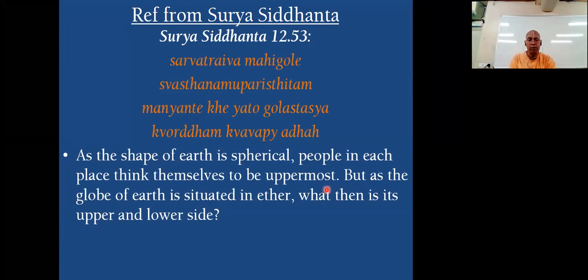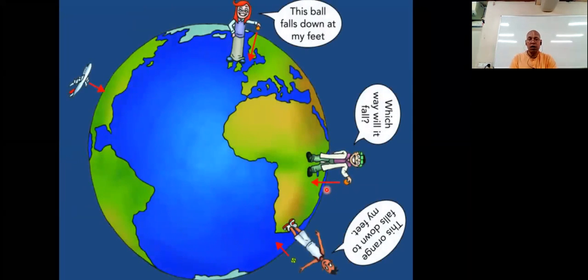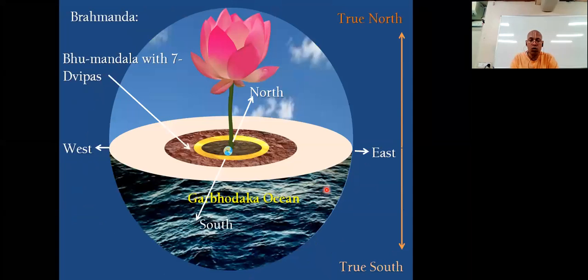Sarvatraiva mahi gole swastha namuparisthitam manyate ke yato golasya kordhvam kvapi adhah. So basically, since Bharatkhanda is spherical, everyone at every location thinks that they are on the uppermost side of the earth. But what is above, what is below for a spherical structure? So that is the understanding. So then finally we stopped here in this slide.